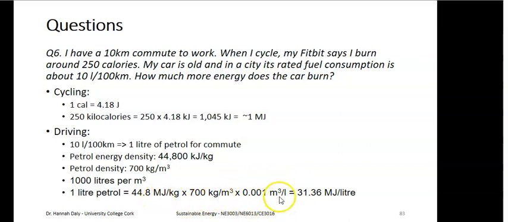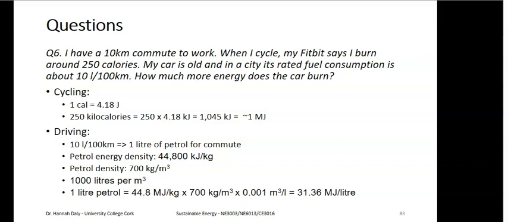Check all the units that they cancel off. So we get 31.36 megajoules per litre. So we get more than 30 times the chemical energy burned from driving as from cycling. And that's not surprising, because when you're driving, you're also carrying around a ton of metal with you, a lot of unnecessary seats, pushing loads of air out of your way.